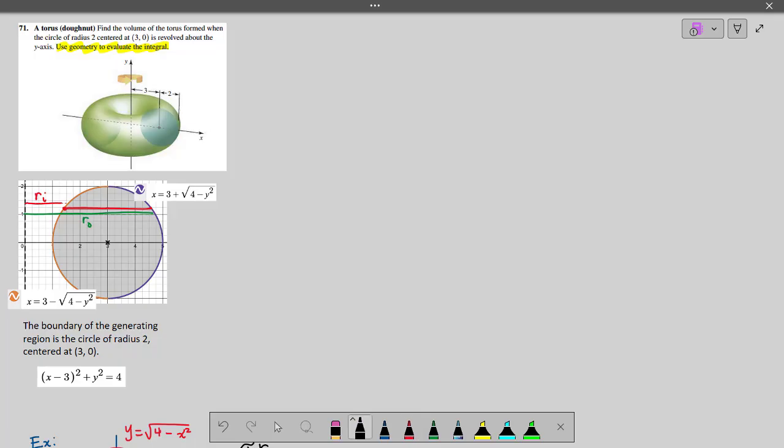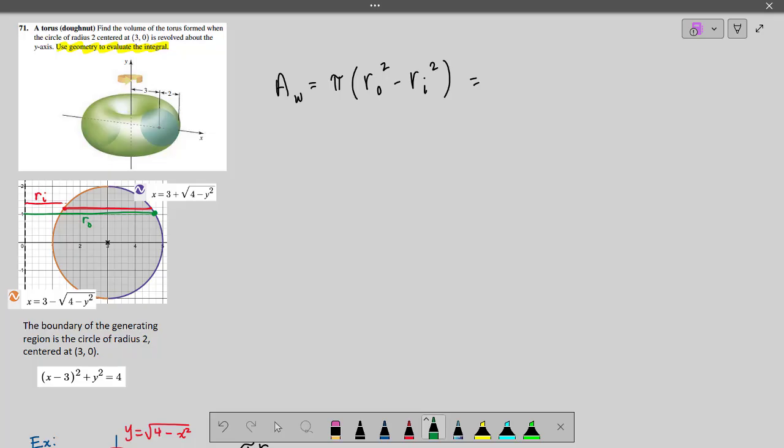All right, so let's set this up then. The area of a washer, we know that that's pi times outer radius squared minus inner radius squared. Outer radius, that's the green. Outer radius is green. We're measuring horizontally. That means right x minus left x. The right x is this curve right here. The right x is that purple curve.